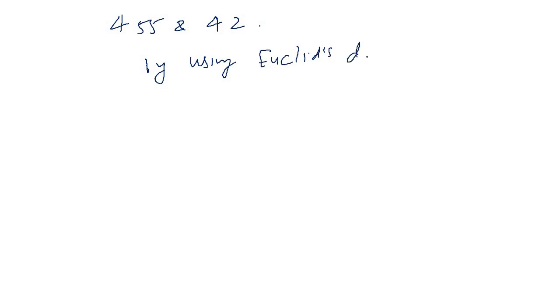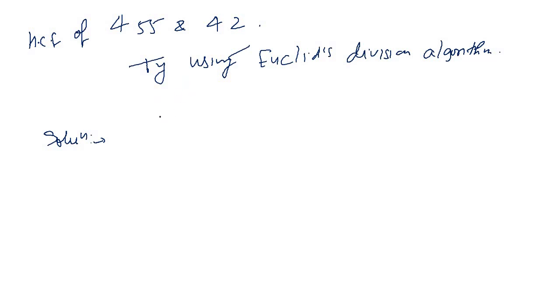Let us see one example. Find out the HCF between 455 and 42 by using Euclid's division algorithm. Now I will solve it. As you know, HCF is the highest common factor, that is the highest number that will divide both numbers 455 and 42. So now we will apply Euclid's division lemma to find this number.